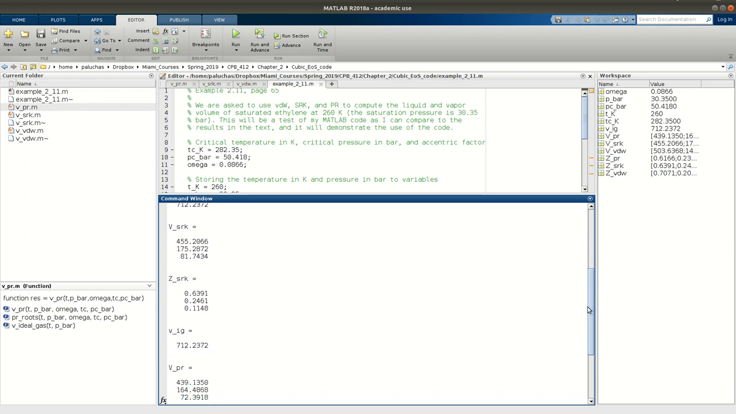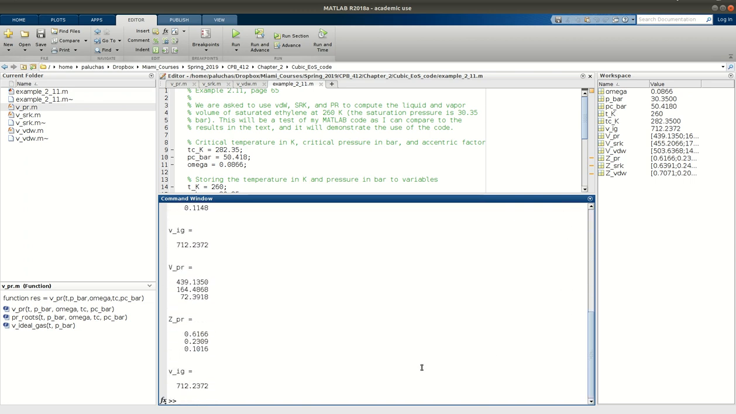After that, I see SRK. SRK also returns three real roots. Here's my molar volume of vapor and of liquid estimated using SRK along with the values of z. And then last but not least, Peng-Robinson: molar volume of my vapor, molar volume of my liquid. Again, it returns three real roots. In all cases, molar volume of ideal gas is the same for all of them. Okay, cool.